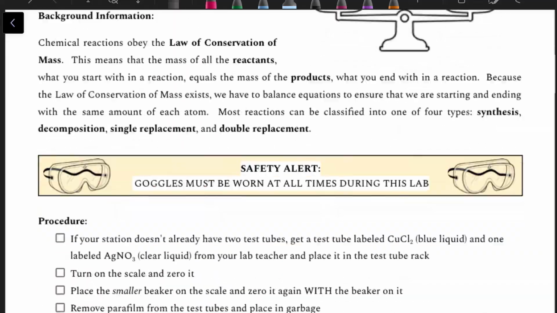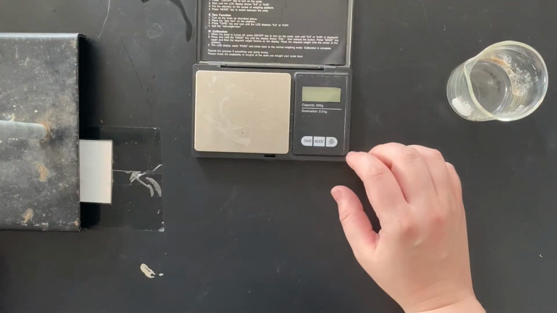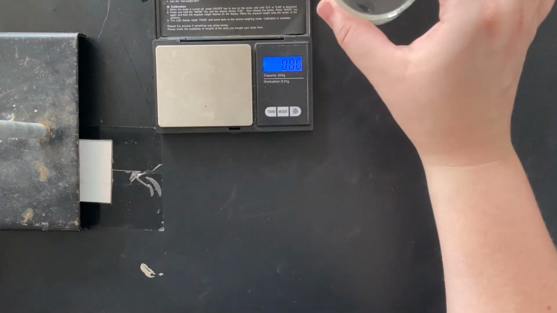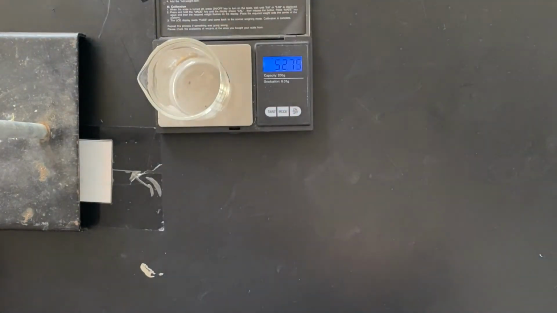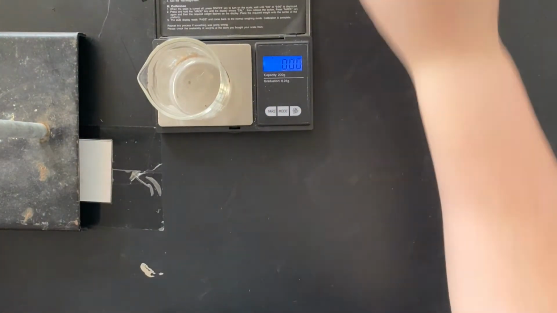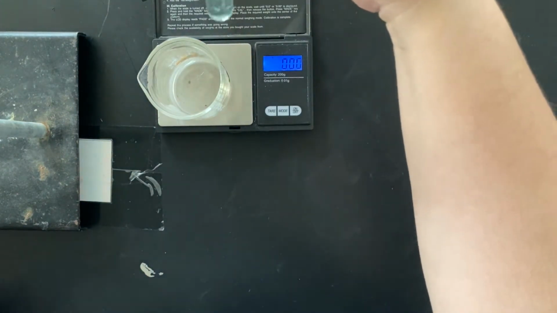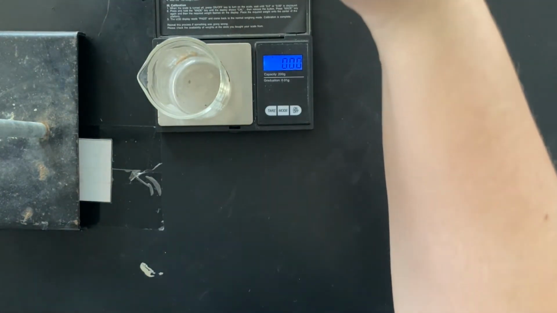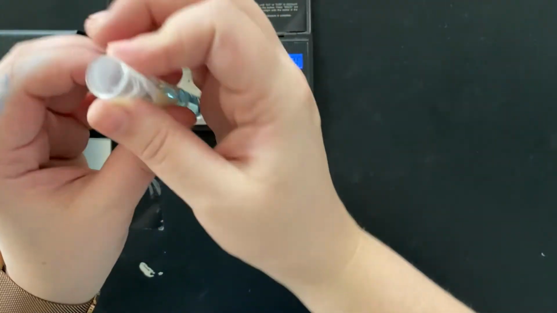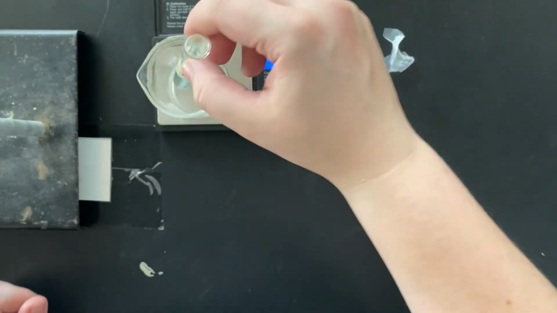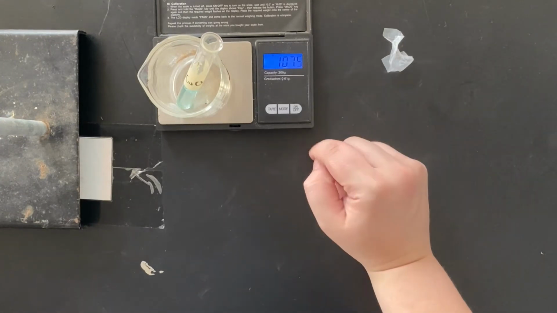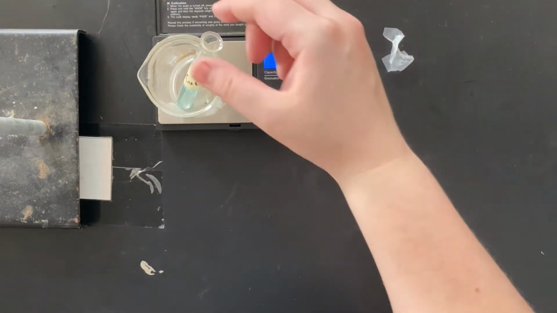So for your conservation of mass procedure, what you're going to want to do is take your scale, make sure it is on, take the small little beaker that is there, and then whatever mass it says, doesn't matter, just hit tare to zero it out. Now from your lab teacher, you'll get two little test tubes, one that is blue that says CuCl2, and one that is clear that says AgNO3. So what you're going to want to do is take off the parafilm, put the test tube with the liquid in there, and record the measurement. So this is about 10.74 grams.